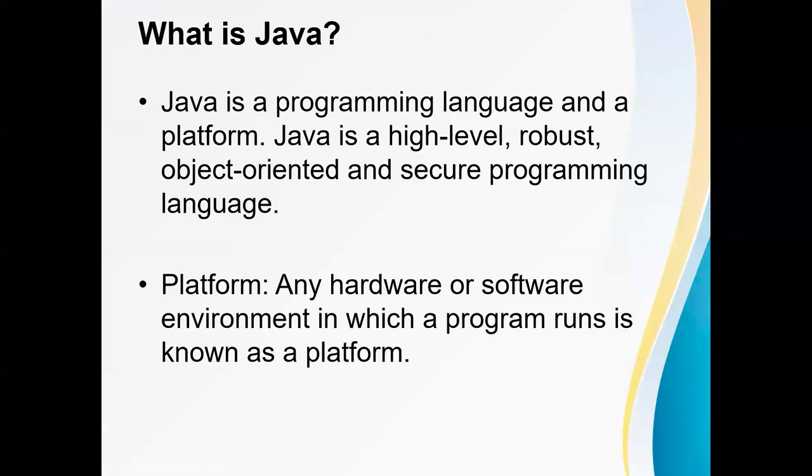So as you know, Java is a programming language and a platform. It is high level and robust. It also supports object oriented programming, and it is very secure because of the JVM. A platform means any hardware or software environment in which the program runs. Java is a programming language like any other, like C++ or Python, and Java is also a platform.